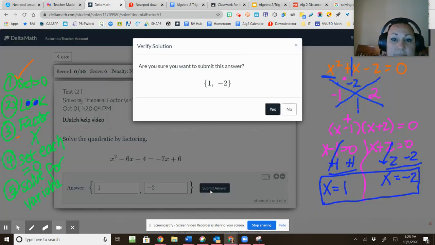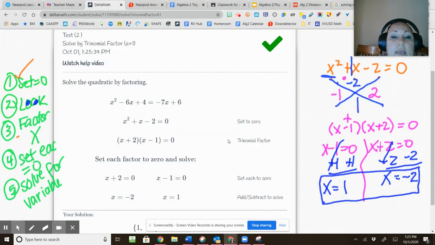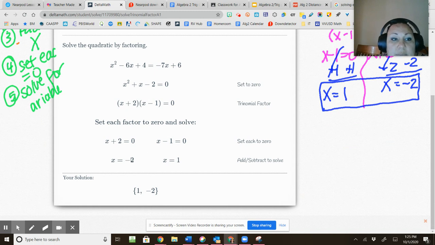Let's check. Yes. And I'm right. And there you go. It shows all the correct steps and it tells you what their correct answer is.